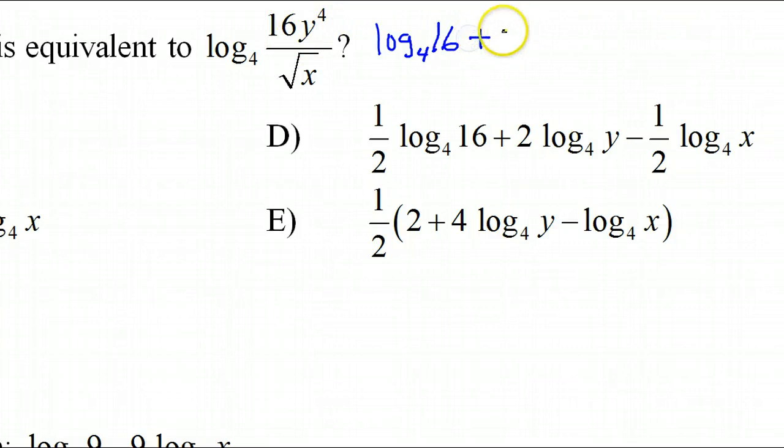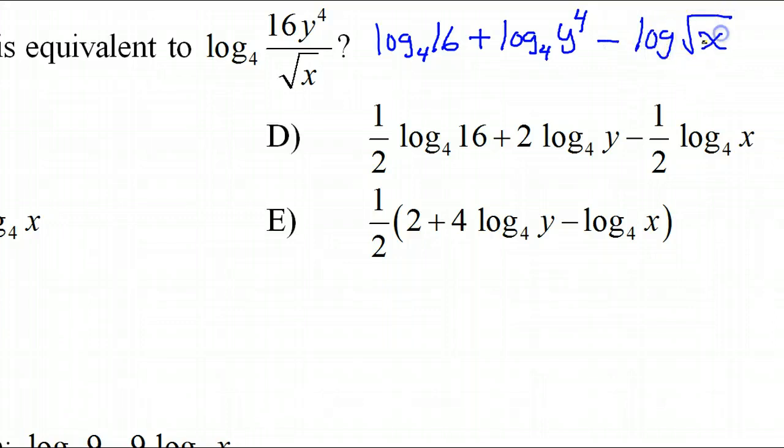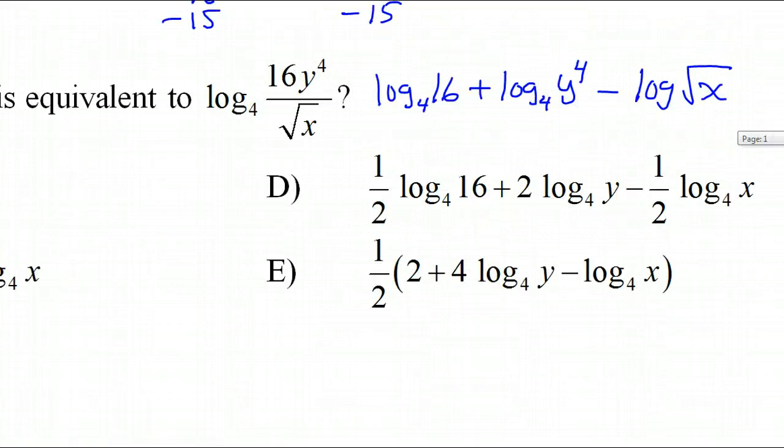So I'm going to put plus log base 4 of y to the 4th power. Now anything in the bottom is going to give us a negative term. So negative log of the square root of x. Now remember with the exponents, first of all, the square root of x is the same thing as the 1/2 power. So let's make that change. So I'm changing that square root of x to the 1/2 power. It means the same thing.